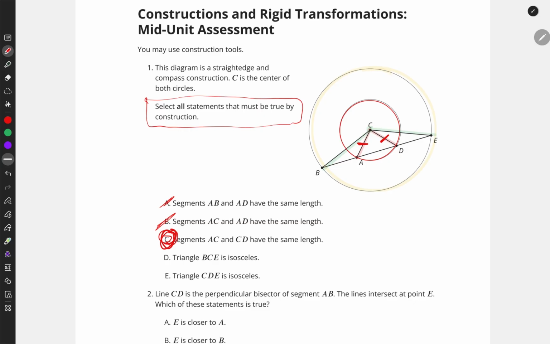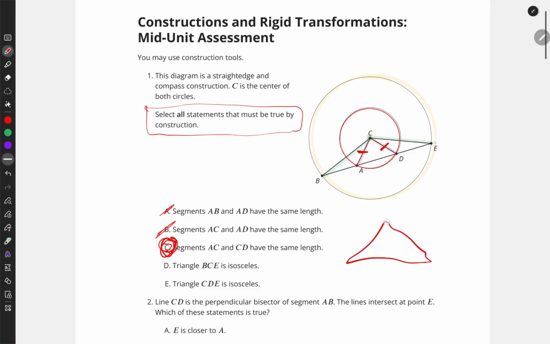Triangle BCE is isosceles. So B to C to E. Is that true? Well, what is an isosceles triangle, you ask? It's a triangle that has at least two congruent sides. So here's a triangle. That's not the triangle I wanted. It doesn't look isosceles at all. That one does. So this and this have the same length. That's true here. Look at this green line that I drew, and look at this green line. They're the same. They're both radii of that yellow circle. So that is absolutely true.